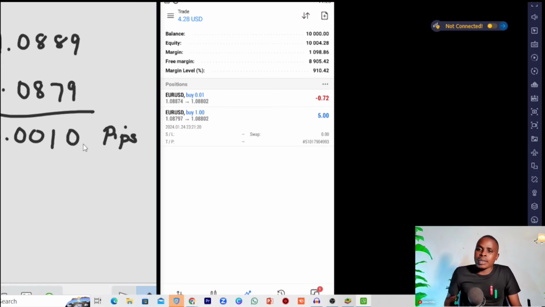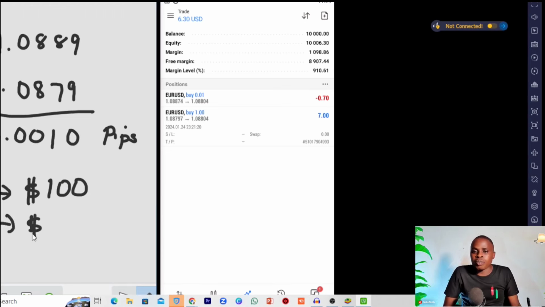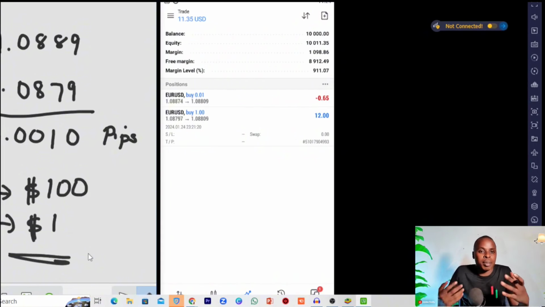If this market moves 10 pips in my direction, simply because I'm risking $10 per pip, I'm going to make $100. So the lot size is going to determine how much you are putting in the market. But on the same trade again, simply because I'm using 0.01, I'm going to make $1. And you might say, who needs to make $1? Well, it depends on your account size.